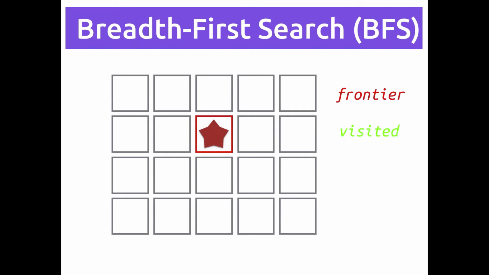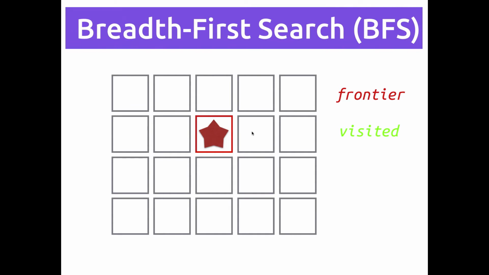Okay, so here we have our simple 5x4 grid, and I've chosen this tile to be the starting position, marked with a star. Now to begin with, the only tile that's in the frontier, and I'm going to mark all the frontier tiles with red, all the visited tiles with green. We haven't visited anywhere yet, so there's no green tiles. You start out with your starting tile in the frontier, and that's it.